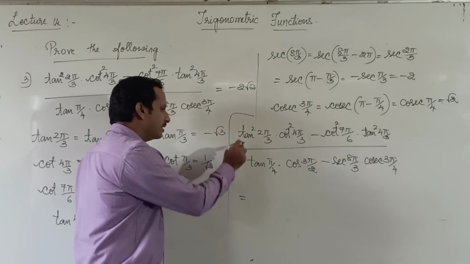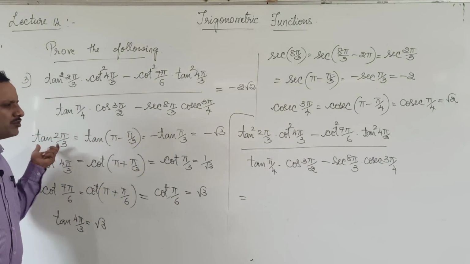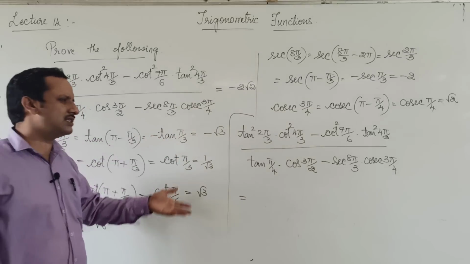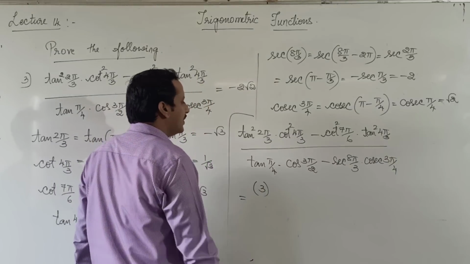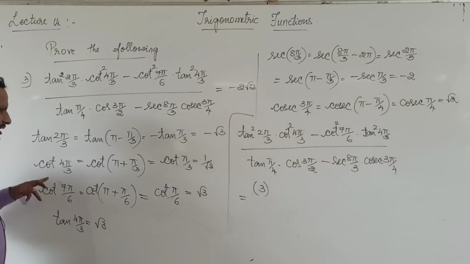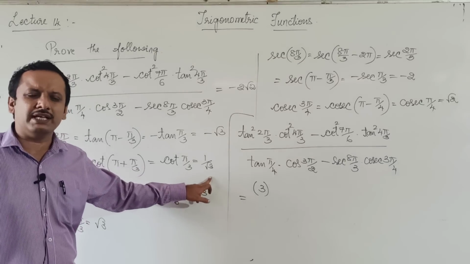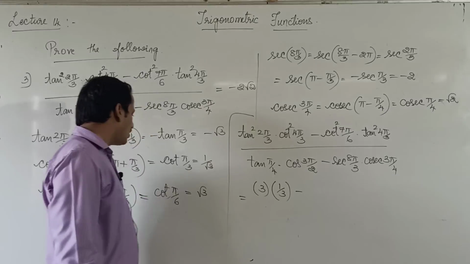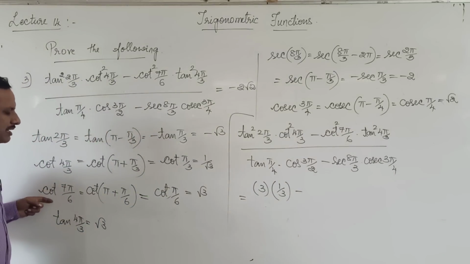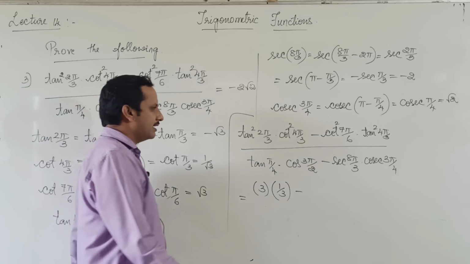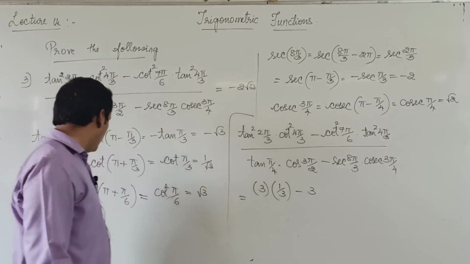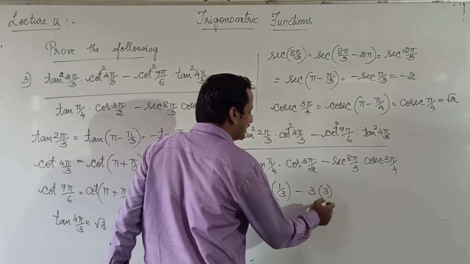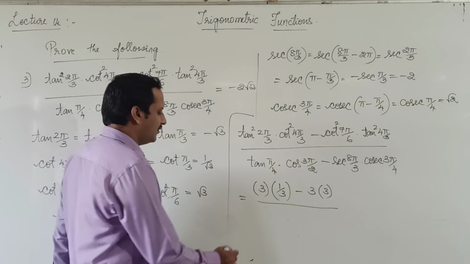That's equal to, I'll substitute here, tan square 2 pi by 3. Tan 2 pi by 3 is minus root 3. So tan square 2 pi by 3, minus root 3 whole square, will give you 3, into cot square 4 pi by 3. Cot 4 pi by 3 is 1 by root 3, so its square is 1 by 3. Minus cot 7 pi by 6 is root 3, its square is 3. Tan 4 pi by 3 is root 3, its square is 3. Divided by tan pi by 4, which is 1.